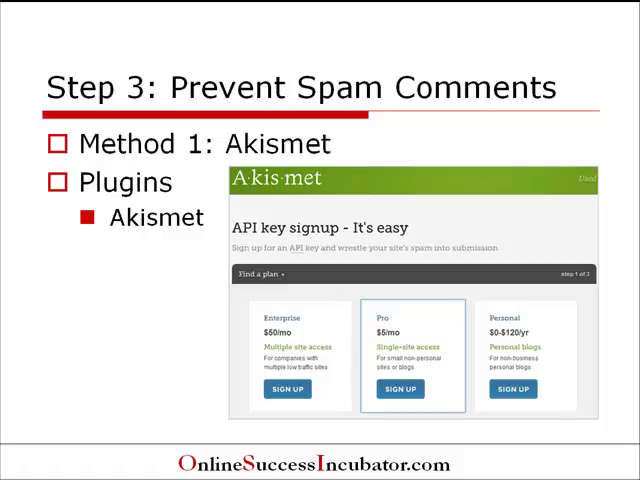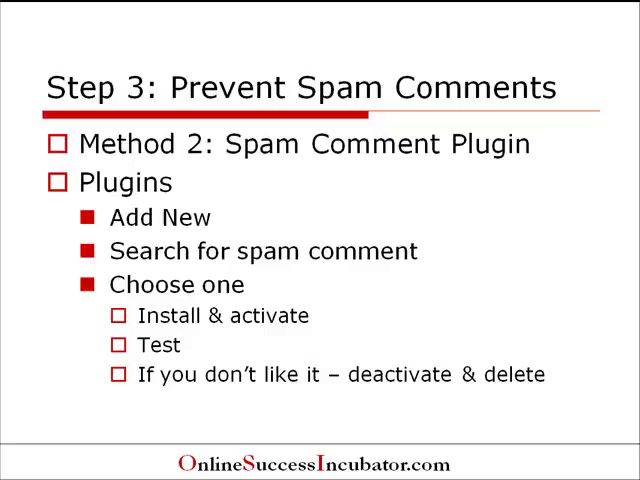A second method that you could use is to actually go in and search for some sort of a spam comment plugin. So what you do is you go over to Plugins, Add New, and then you do a search for spam comment. You're going to find several of them. I usually start with the ones that are marked with 5 stars, and I'll take a look at the description on those to make sure they work with my version of WordPress. And then in doing that, I'm going to actually install one, activate it, and test it to see if I like the way that it works.